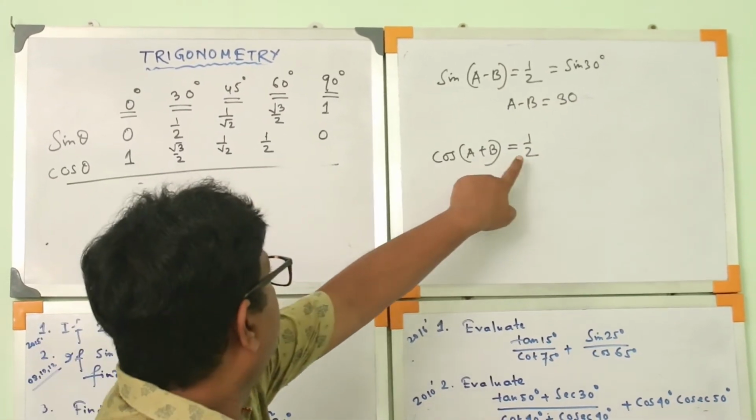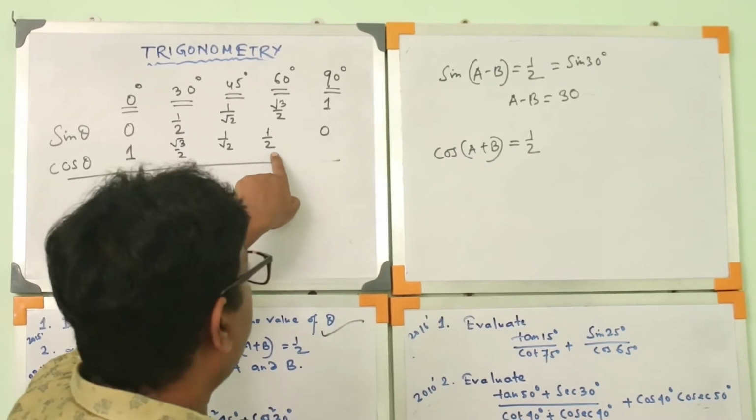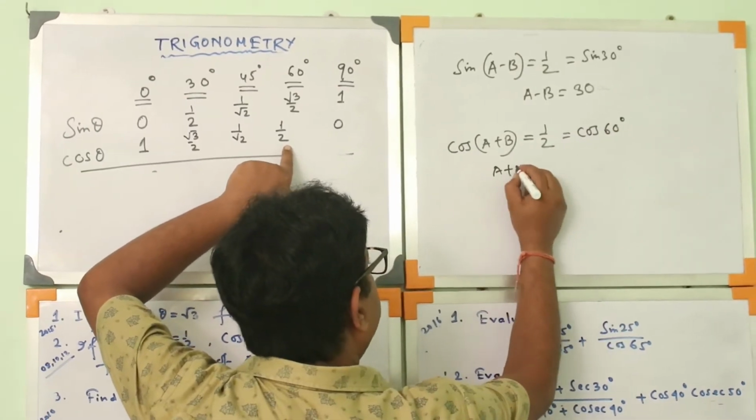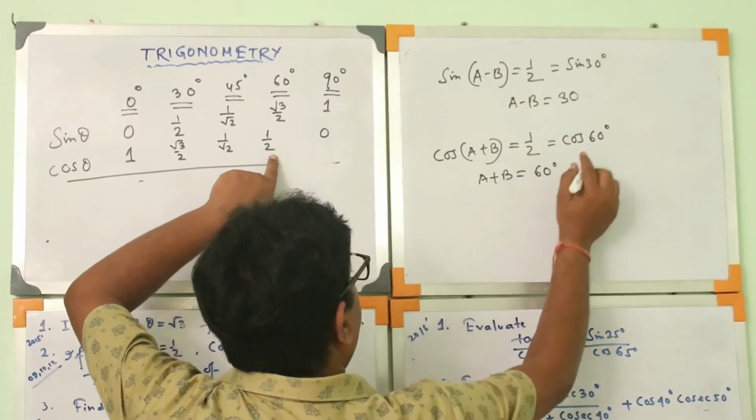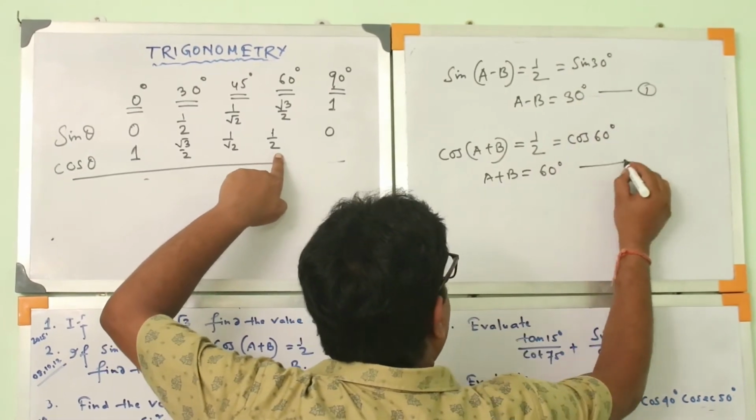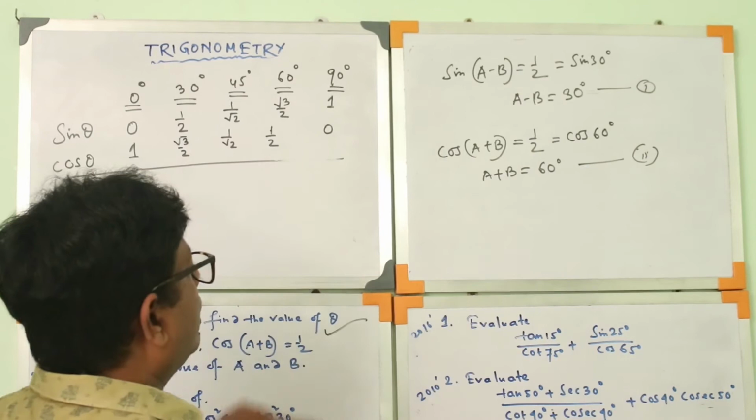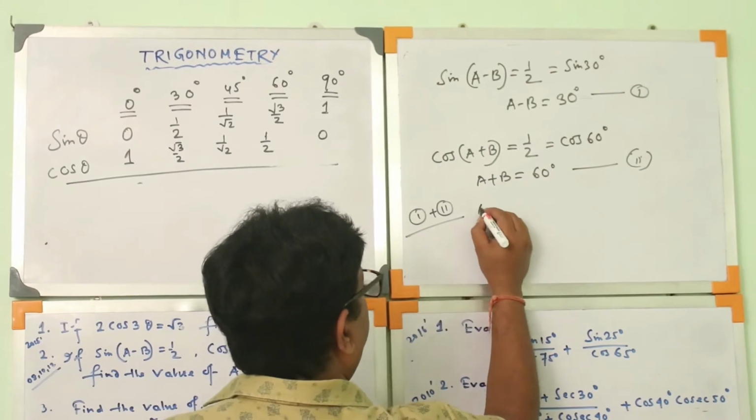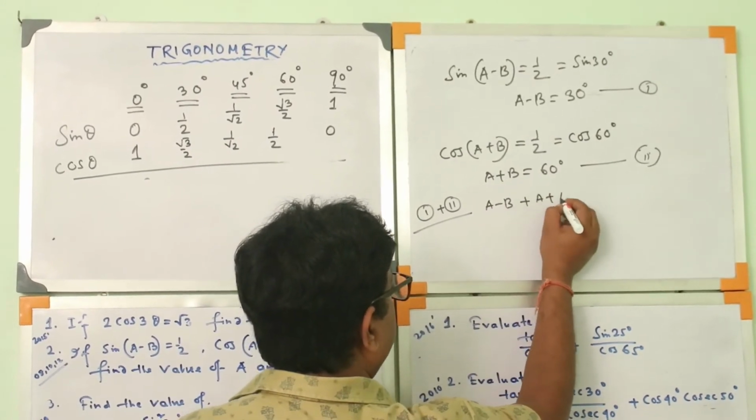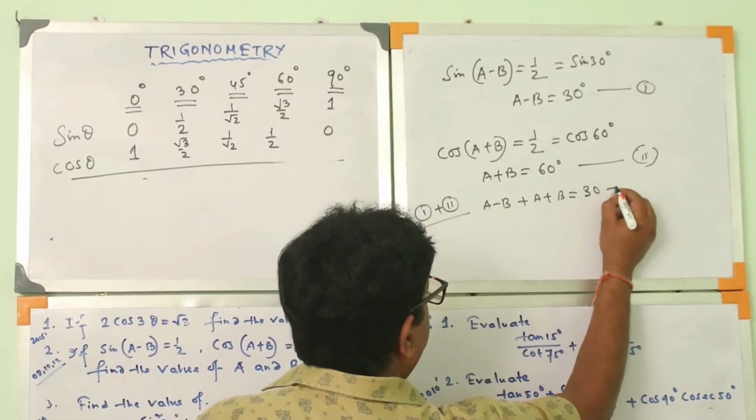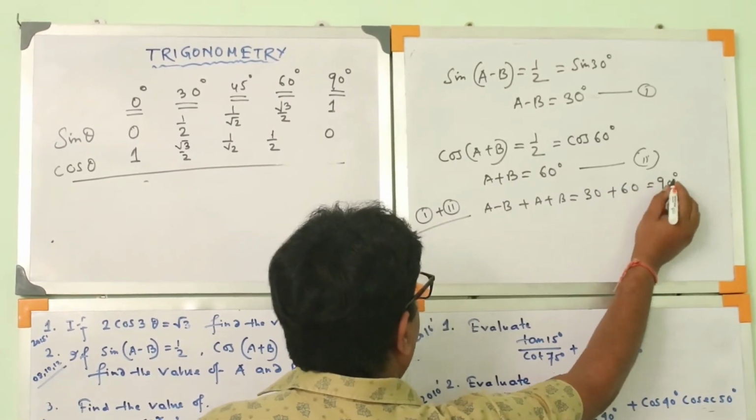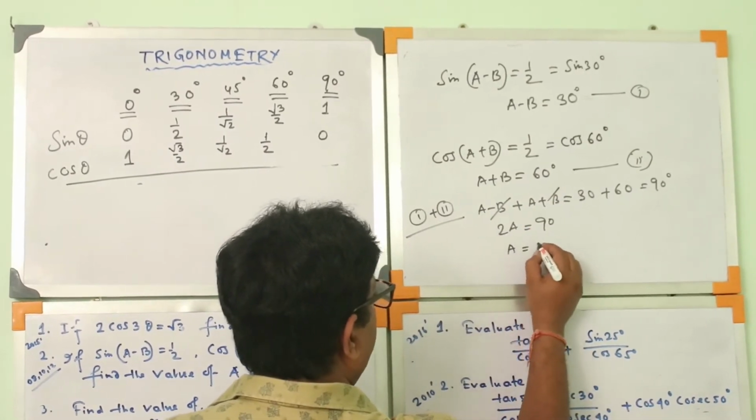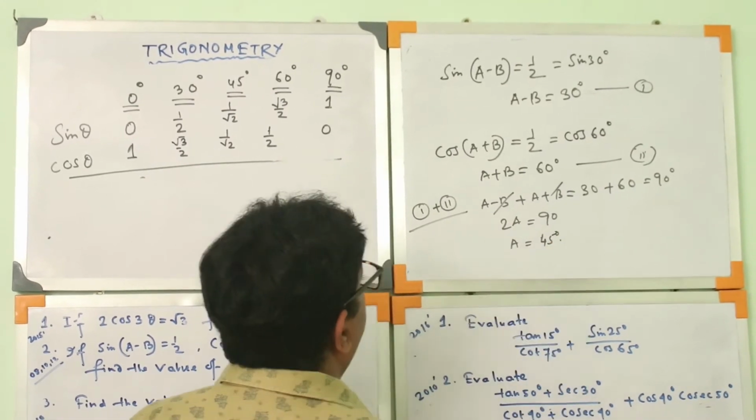Cos half, that means cos 60 degree is equal to half. So this we can write as cos 60. So A plus B is equal to 60. So from these two equations you can easily solve A and B. By adding equations 1 and 2, we get A minus B plus A plus B is equal to 30 plus 60, that means 90. B cancels, twice A is equal to 90. So A is equal to 45 degree.